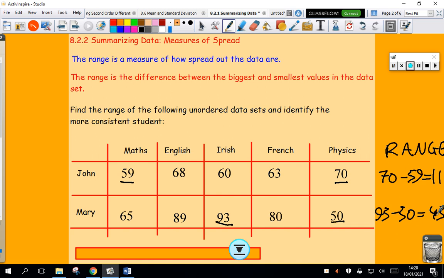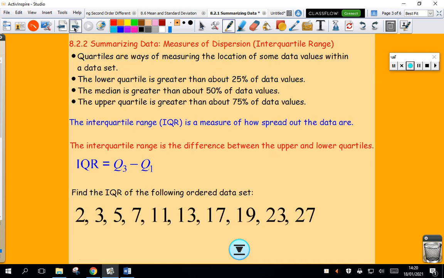Another measure of spread I want to talk about, and only the second one in this lesson, is something called the interquartile range. And the interquartile range is simply the difference between the upper and lower quartiles. Okay, remember we looked in the last lesson at finding the quartiles of a data set. We've got an ordered data set. Here we're asked to find the interquartile range. The interquartile range is the difference between the first and the last quartile, or the lower and the upper quartile.